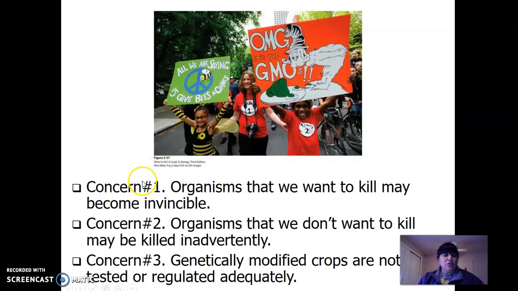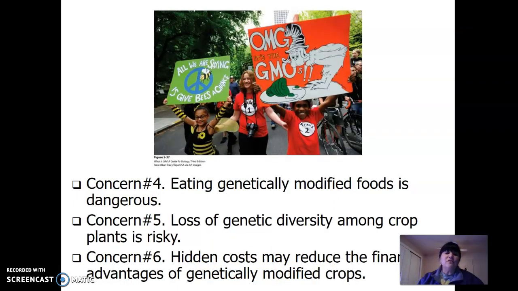So, concern 1, organisms that we want to kill may become invincible. Yeah. 2, organisms that we don't want to kill may be killed inadvertently, and that's happened. Concern 3, genetically modified crops are not tested and regulated adequately. So are they, aren't they, and how do they affect our environment? Concern 4, eating genetically modified foods is dangerous.